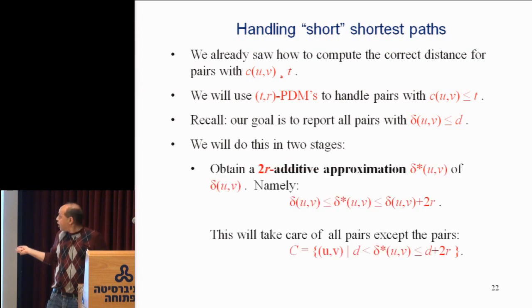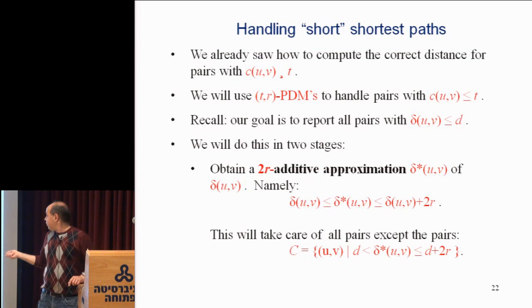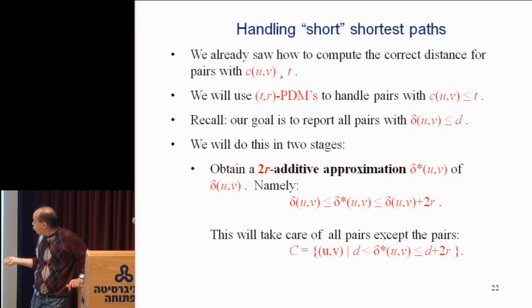And we'll do it in two stages. We'll first do an additive approximation of the distance. By additive, I mean I will compute another value, delta star UV. It will be an actual path, namely delta star would be at least delta. But it will not deviate from the shortest path by much. It will deviate by a small amount, say theta of r, say 2r.